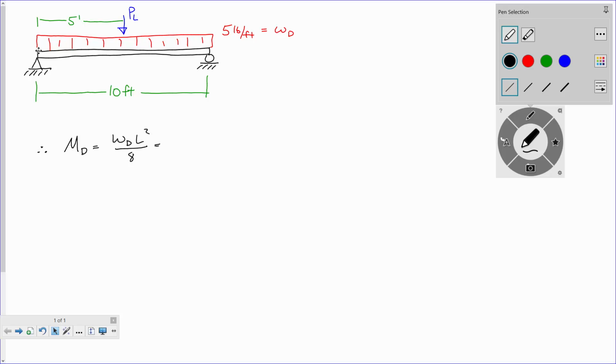Well, you can do that, or you can just say, here's your shear diagram, and that height is going to be the reaction, wL over 2. That distance is going to be L over 2. So the area is 1/2 times wL over 2 times L over 2, so wL squared over 8. Fair statement? All right.